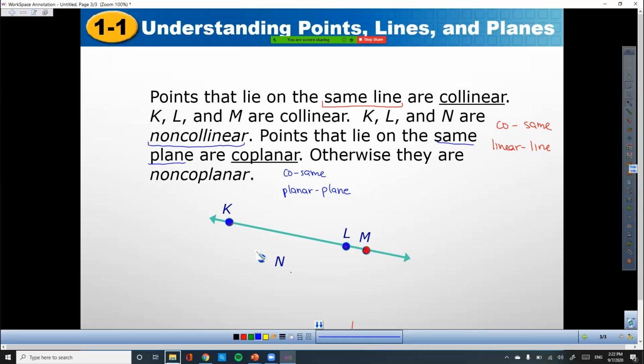Like if we were in school, all in our classroom, all of us would be coplanar because we'd all be standing on the same plane, on the same ground. Unlike if it was us compared to the people on the second floor, we would be non-coplanar because the people on the second floor are on a different plane. So we are not standing on the same plane.